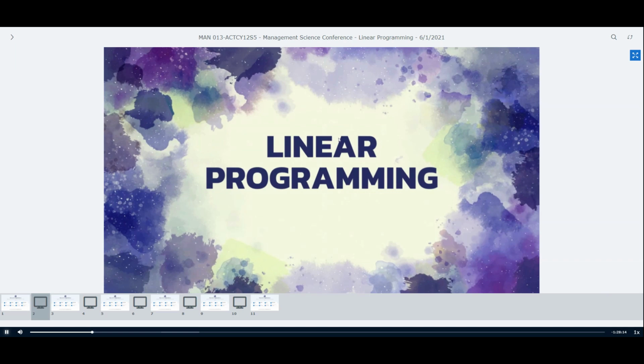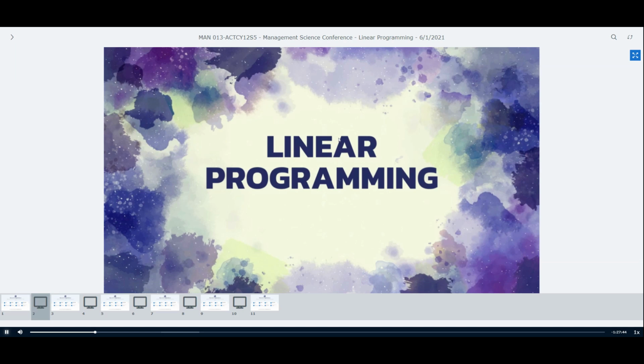Kasi linear programming really is a mathematical method, rather than accounting, kasi accounting is more of an analysis, you know. So linear programming is algebra. So if you did well on your algebra, you only need a basic knowledge of algebra to make sure that you'll be able to follow linear programming, you know.